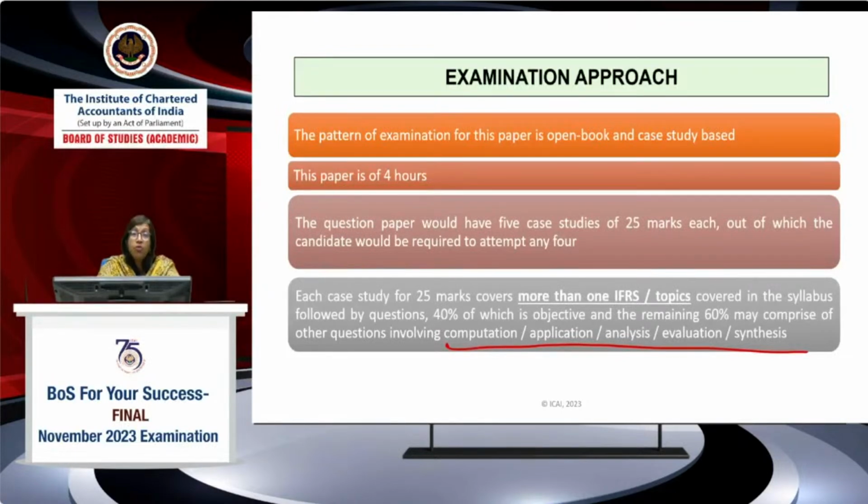So now, to maintain parity between your core paper and your elective paper, any amendments which are relevant for your Ind AS, only till those amendments is applicable for this elective paper. So it means any amendments which are there in IFRS but have not been notified in Ind AS won't be applicable for your elective paper IFRS GFRS. Okay.